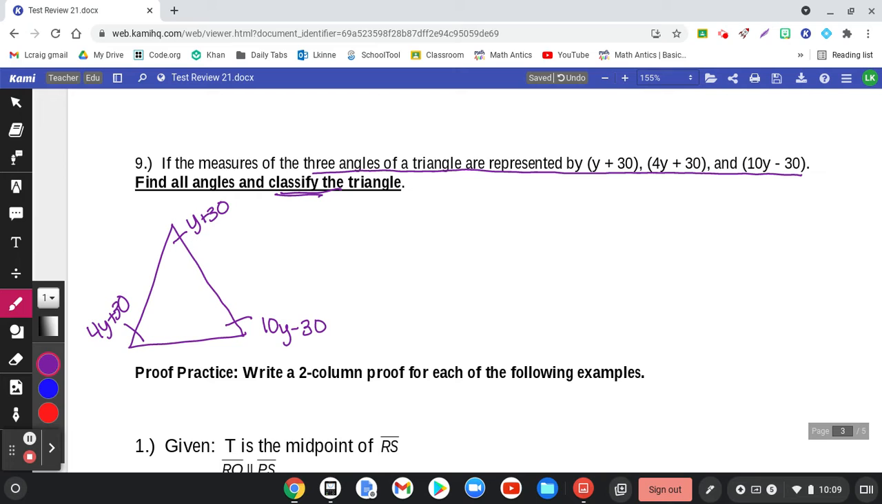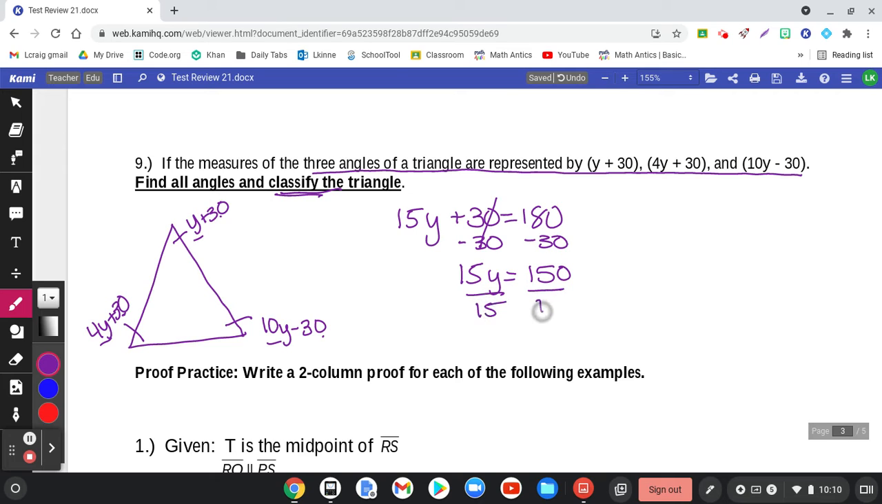All right, so all the angles in a triangle add up to 180. So we have 4y, 5y, 15y. And then we have 30 and 30 is 60, minus 30 is 30. So if you want, you can combine it there instead of writing them all out, showing the addition, but you can. Subtract 30. 15y equals 150. Divide by 15. So y equals 10. All right, so let's find our angles.